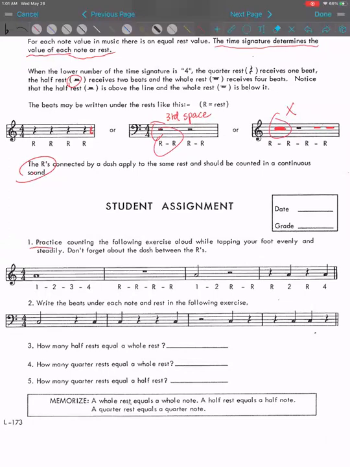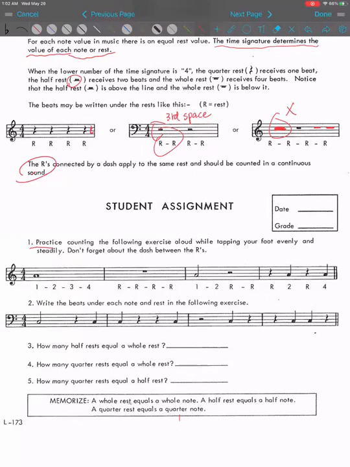Practice counting the following exercise aloud while tapping your foot evenly and steadily. Don't forget about the dash between the R's. So we have this: 1, 2, 3, 4, rest, rest, rest, rest. 1, 2, rest, rest, rest. 2, rest, 4.